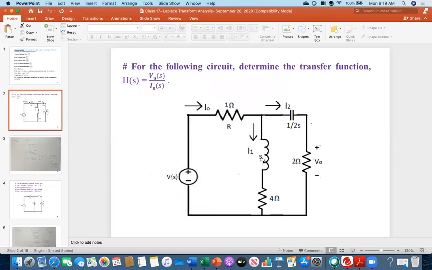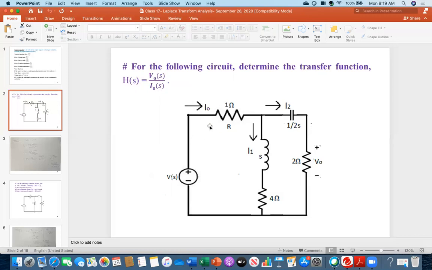There are two parallel branches. In this branch, it's s plus 4 ohm. The circuit is already expressed in terms of Laplace, so you don't need to do anything. It is not time domain, it is directly in the Laplace domain. And then in this branch, you see, 1 over 2s, and then 2 ohm. Even the currents are given. Current flowing through this branch is I1, through this branch is I2. So see what you have to find out, V naught over I naught.